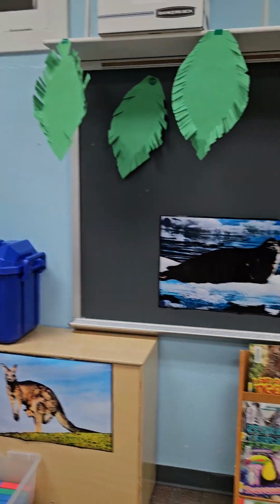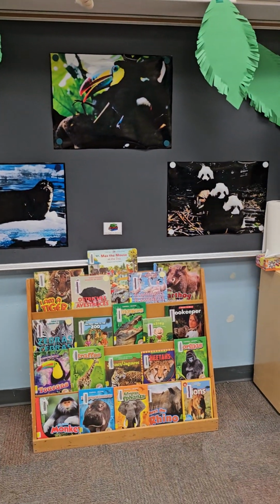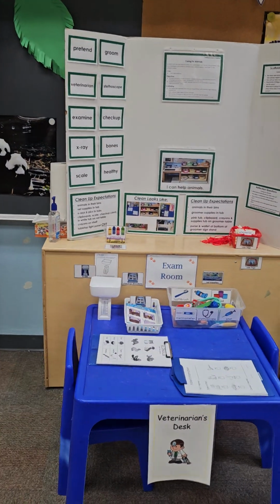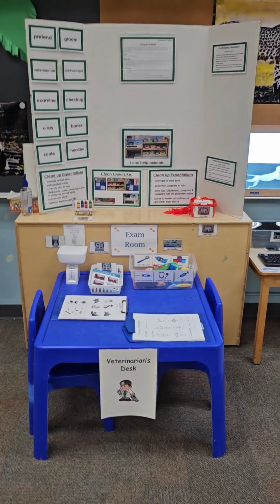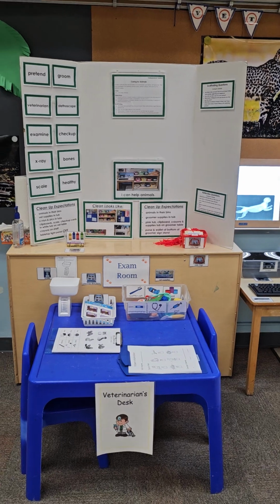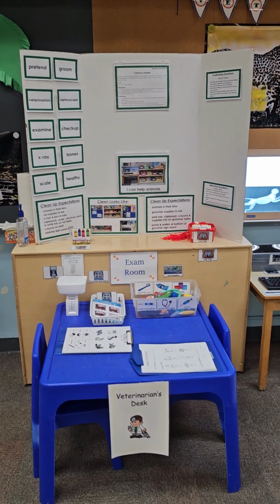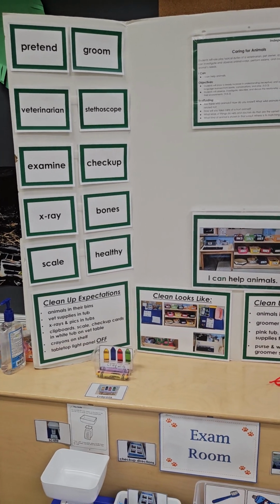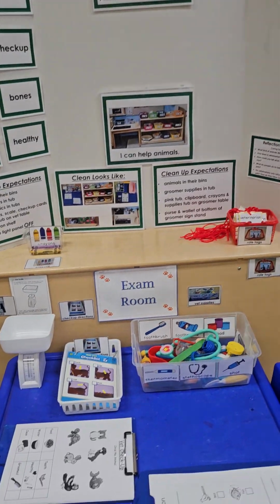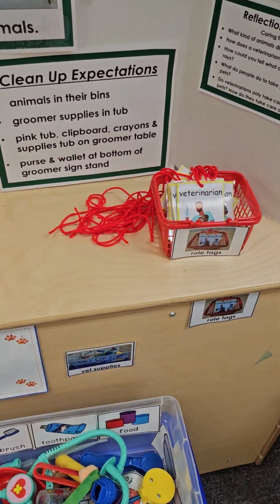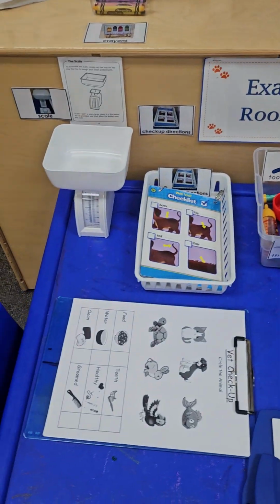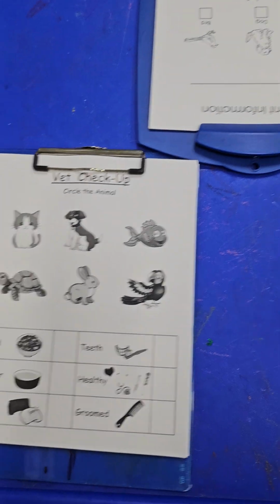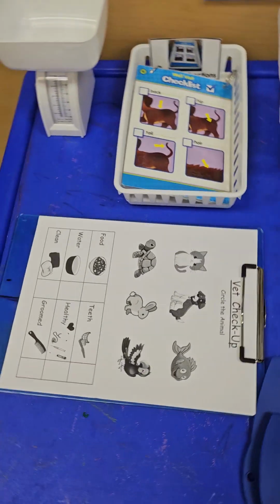Then, of course, we have books, because what Stream MakerLab doesn't have books. The last one is the veterinarian and, well, taking care of animals. So there's 2 parts to it, being the veterinarian or the groomer. And here you can see vocabulary: examine, check up, x-ray, bones, healthy, scale, and there's role tags as well here. Here is a scale, a little checklist they can use to guide their checkup, and a little vet checkup paper.